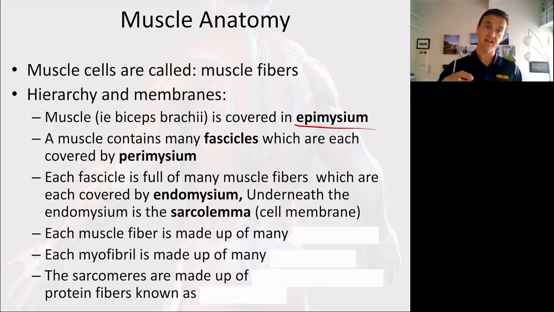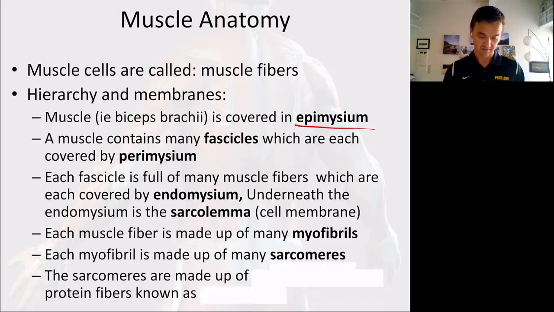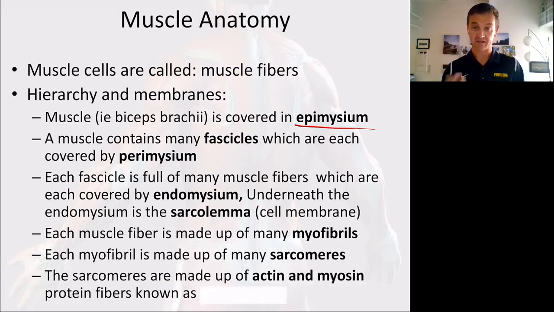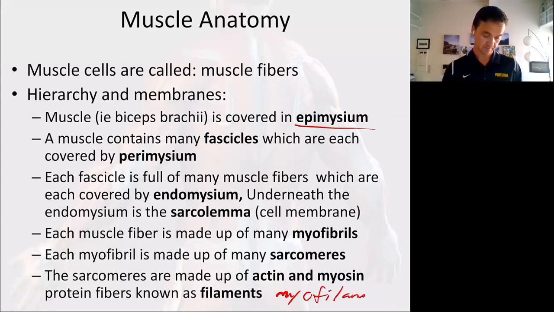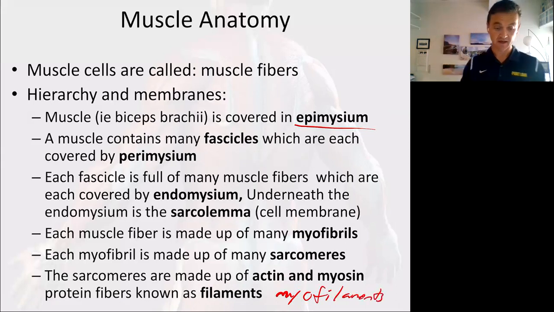Each muscle fiber, so each muscle cell, is made up of a bunch of myofibrils. And then we keep going. Each myofibril is made up of many sarcomeres. And finally, each sarcomere is made up of actin and myosin, which are protein fibers known as filaments. You could also say myofilaments. Myo means muscle. So that's the hierarchy there.